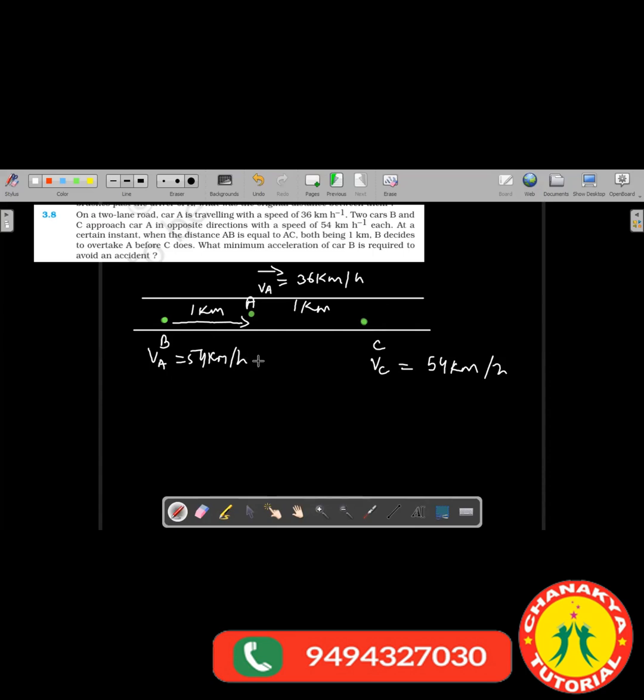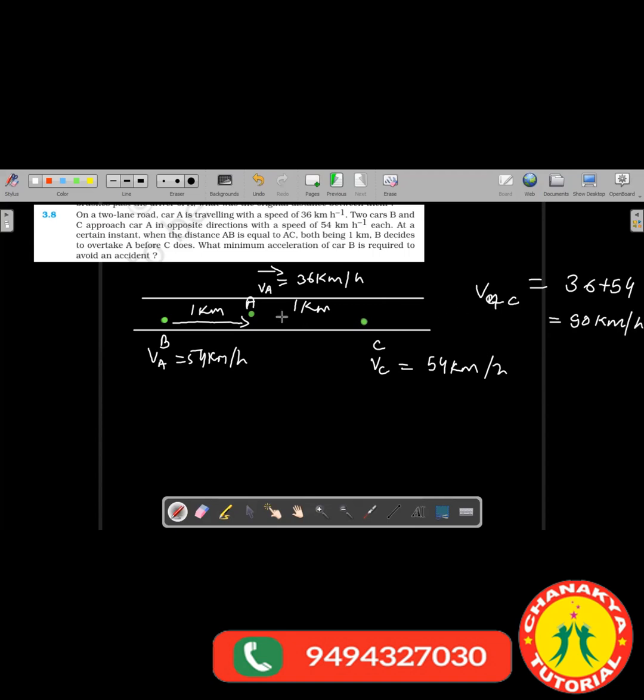Okay. So for that, we have two situations here. In the first one, we have two cars approaching each other in opposite directions. So if we observe A and C, they are approaching each other in opposite directions. If I observe velocity of C with respect to A, this will be the sum of the velocities. I will get 36 plus 54, and this will be equal to 90 kilometer per hour.